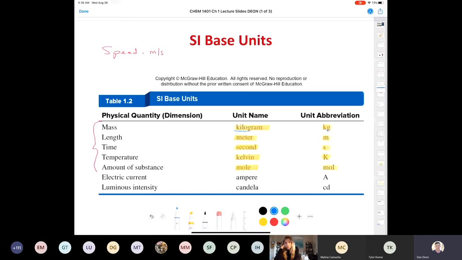I'll give you another one that's kind of a funny one, which is the amount of substance, the mole, which is spelled M-O-L-E. Its abbreviation, are you ready for this? It's M-O-L. Pretty good abbreviation, huh? You just get to leave out one letter.